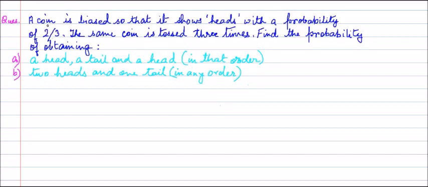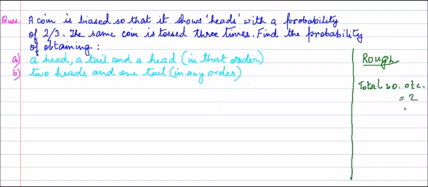Now for any unbiased coin, any normal coin, if we toss a coin, we can get either a head or a tail. So the total number of possible outcomes is 2. For tossing of a coin, let us make this as a rougher column. So the total number of outcomes, let me write OTC, is equal to 2. That is head or tail.